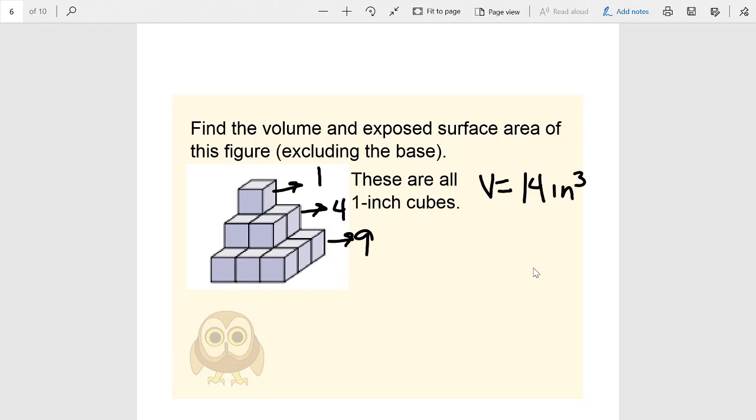Now you could do that a lot of different ways, going back to the original formula of area of the base times the height, or since we know they're all the same, we can actually just add them up. All right, so simple for the volume. Now for the surface area.